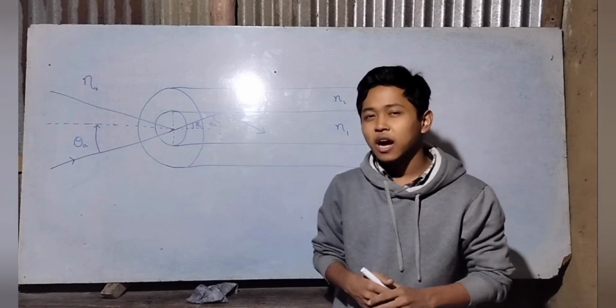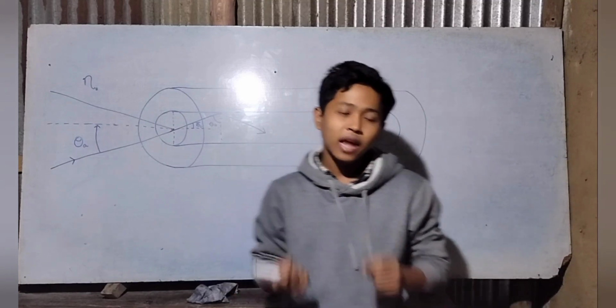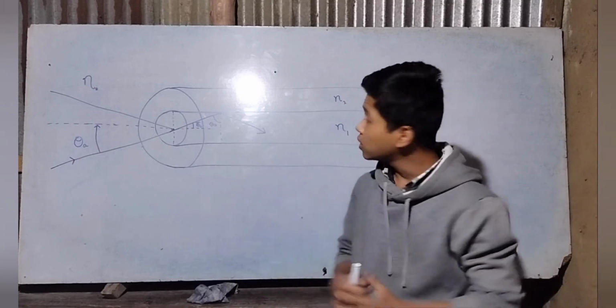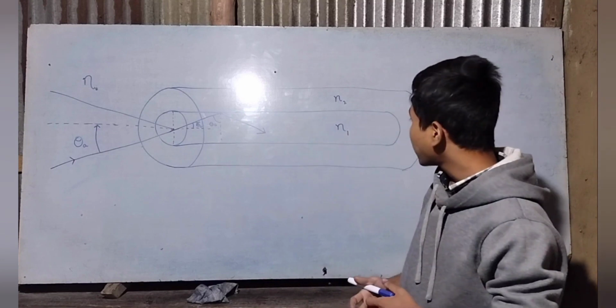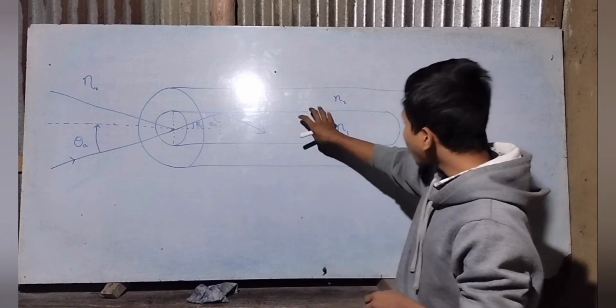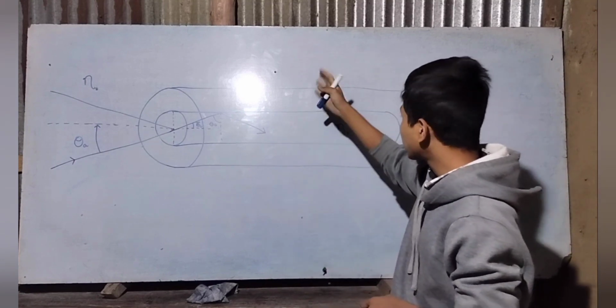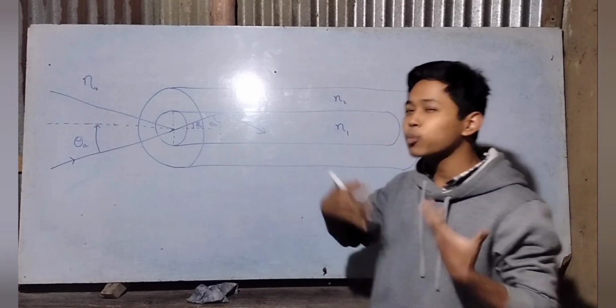Optical fibers are transmitting media that propagate light from one end to another. Here we have a rough figure of an optical fiber, and it consists of two parts. One is the core, that is the inside part, and then we have the cladding. And how does it propagate light?